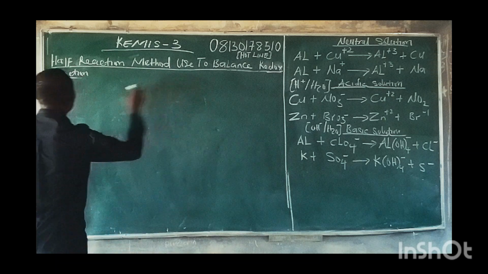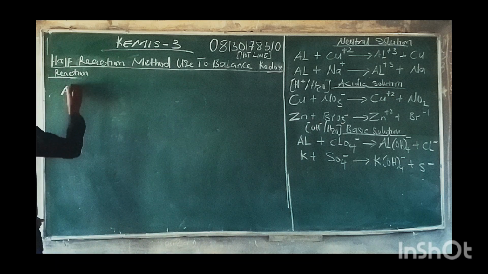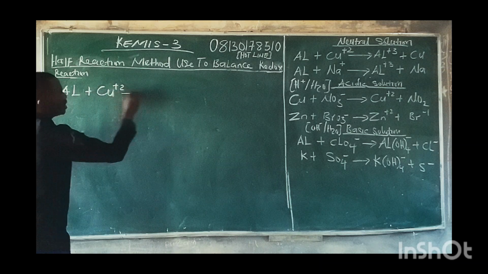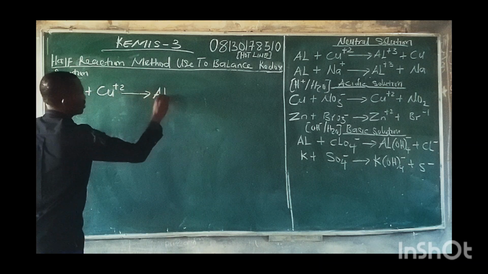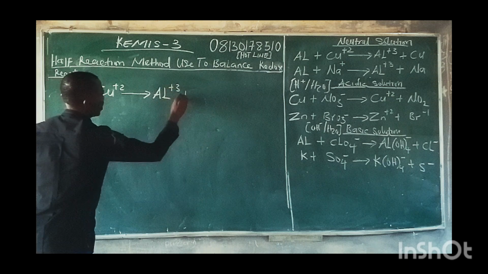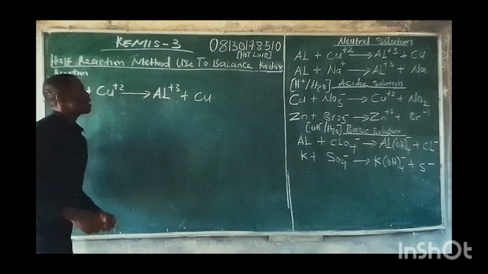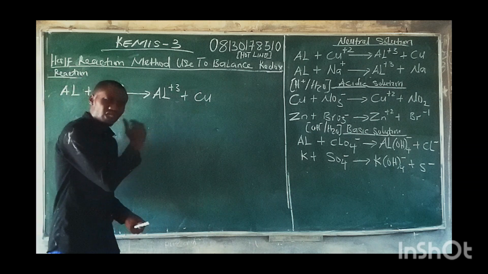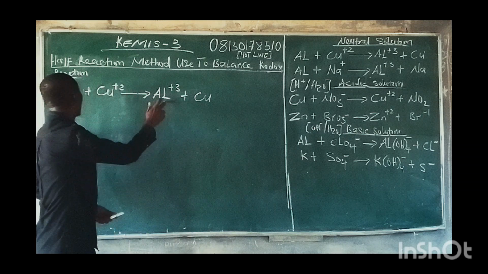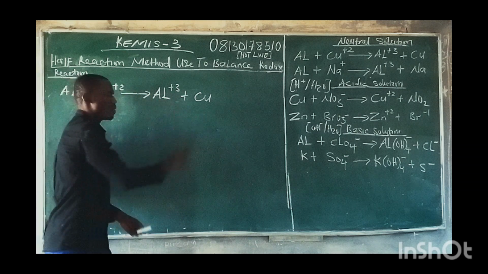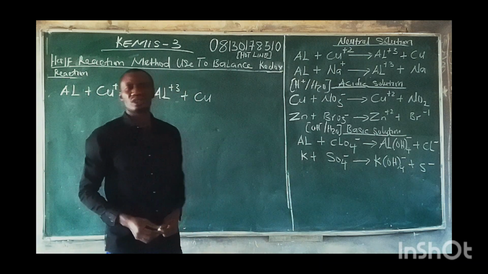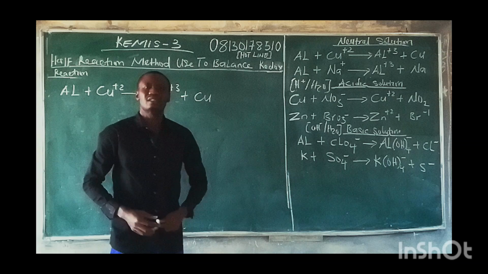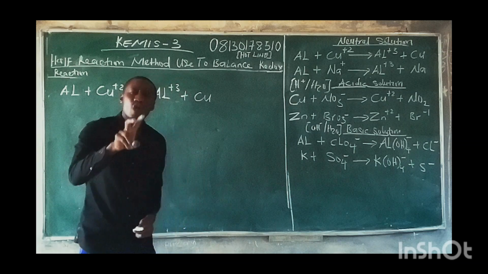Now we have that guy, which is aluminium plus Cu2+ gives me Al3+ plus Cu. Now, what you need to know is that the atoms of the elements, let's check whether the equation is balanced. One aluminium, one copper, one copper. What is wrong with this equation? Because I thought it was all balanced. The atoms of the elements are balanced. No, it is not balanced. You know why? The ions are not balanced.